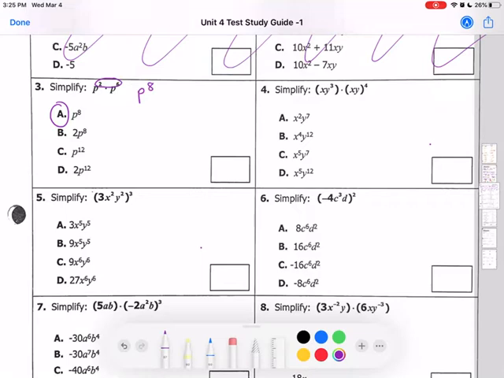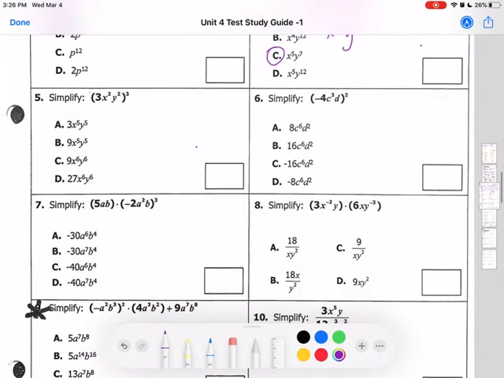For number 4, we're going to do power rule and then product rule. So first I need to distribute this 4. This is going to drop down, xy to the 3rd, times, I get x to the 4th, y to the 4th. From here I'm going to add my exponents together. This is x to the 1st. So I'm going to add together 1 plus 4, that gives me x to the 5th. And then for y, I'm going to add together 3 plus 4, which gives me y to the 7th. So x to the 5th, y to the 7th, that answer is C.